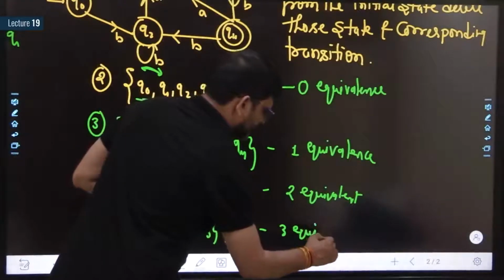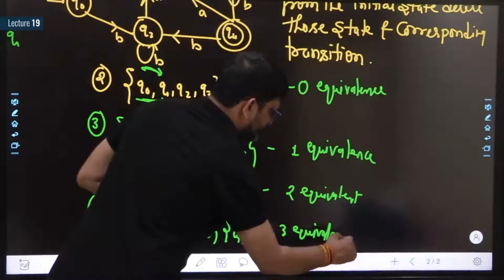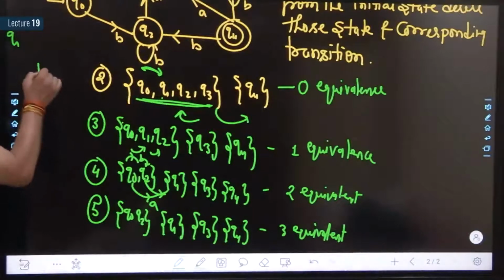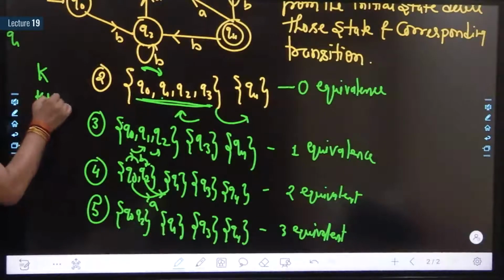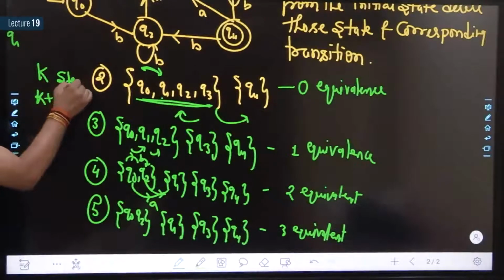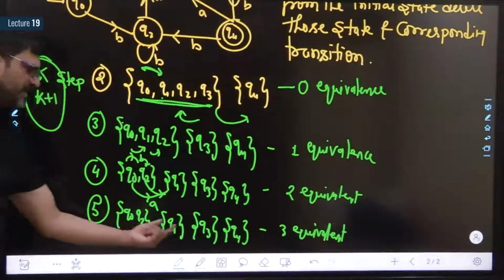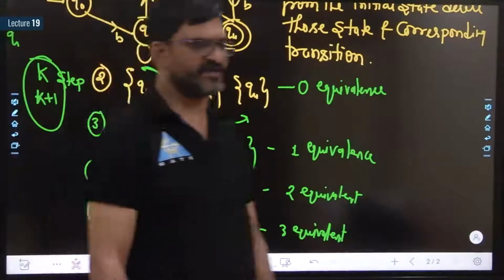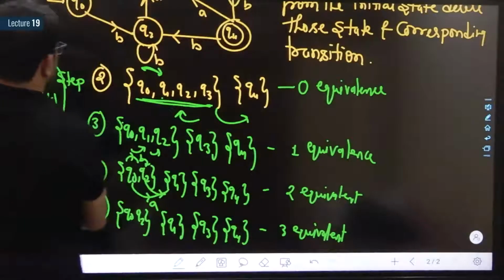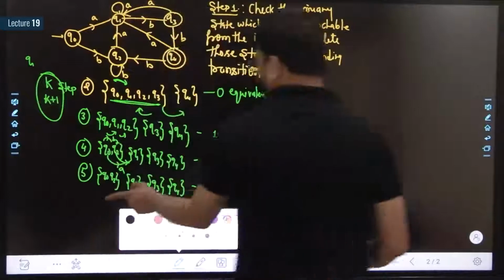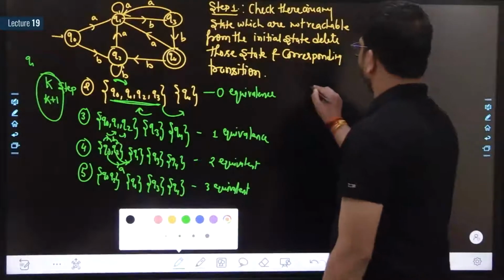Now, when will we stop this process? When the K and K plus 1 steps are the same. See, this step and this step are the same. Stop this process. These are the states in the minimal DFA. Please check.